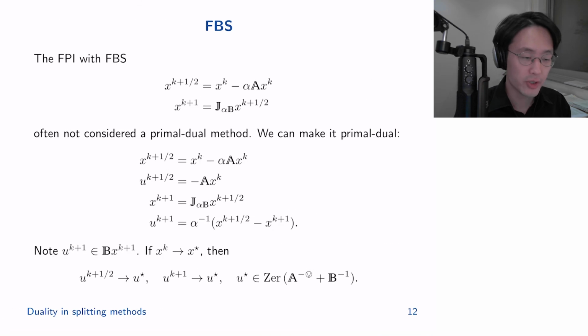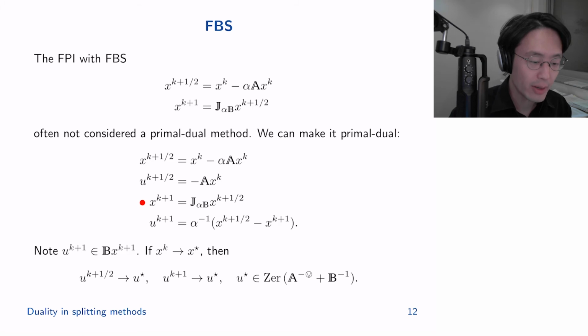The fixed point iteration with forward-backward splitting, which can be expressed in this way, is often not considered a primal dual method. However, we can make it primal dual by explicitly defining dual iterates as follows. So we first, starting at the iterate x^k, take the forward step to obtain the iterate x^{k+1/2}. Then we record the negative evaluation of the single-valued operator A at x^k.